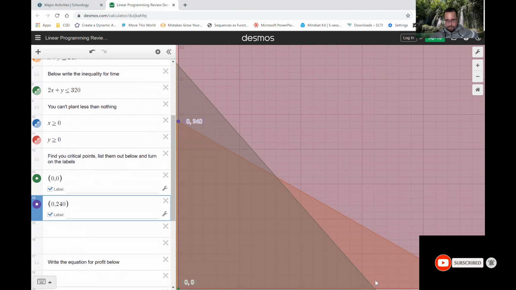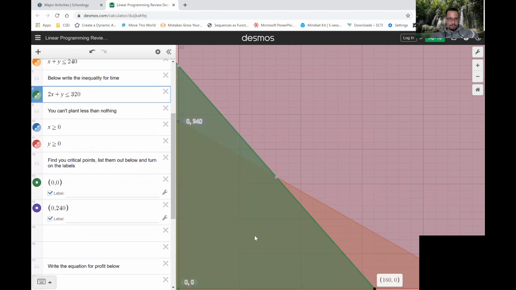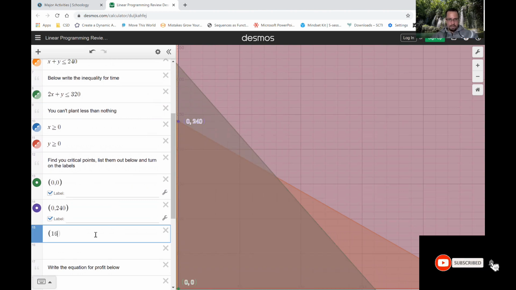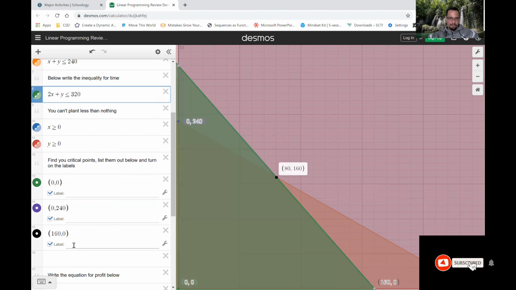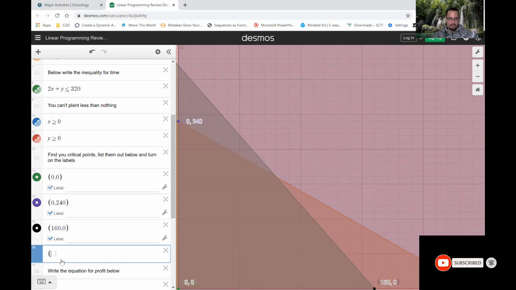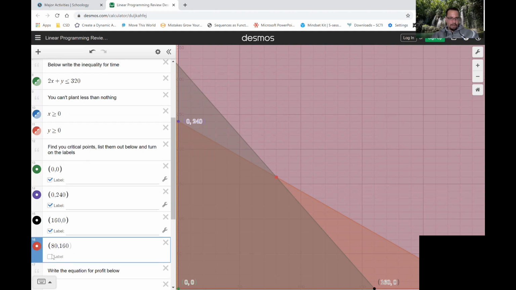The next point is this point at the bottom, 160, 0. And we'll put a label on it. And the last point is the point of intersection, which is 80, 160. It's asked us if we want to label it, so we're going to label it. So there are our 4 critical points.